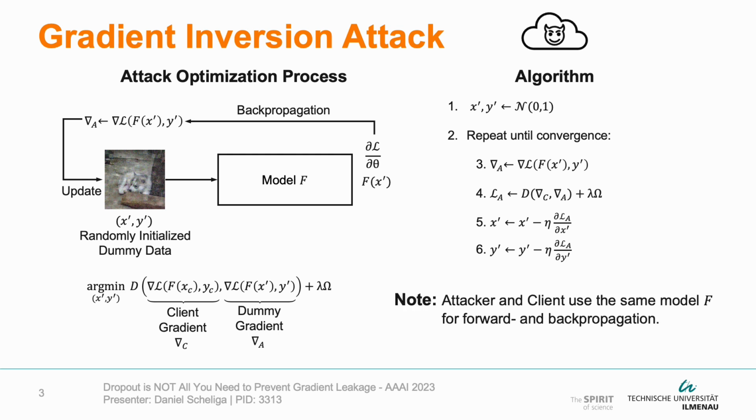At this point, it is very important to note that the attacker and the client use the very same model F for forward and back propagation. This is because the client uses the model state it received from the attacking server for local training.